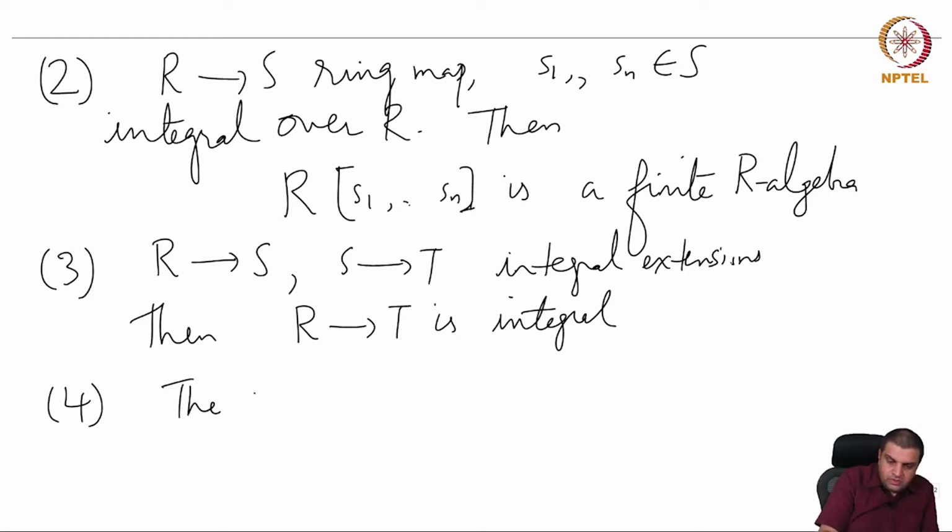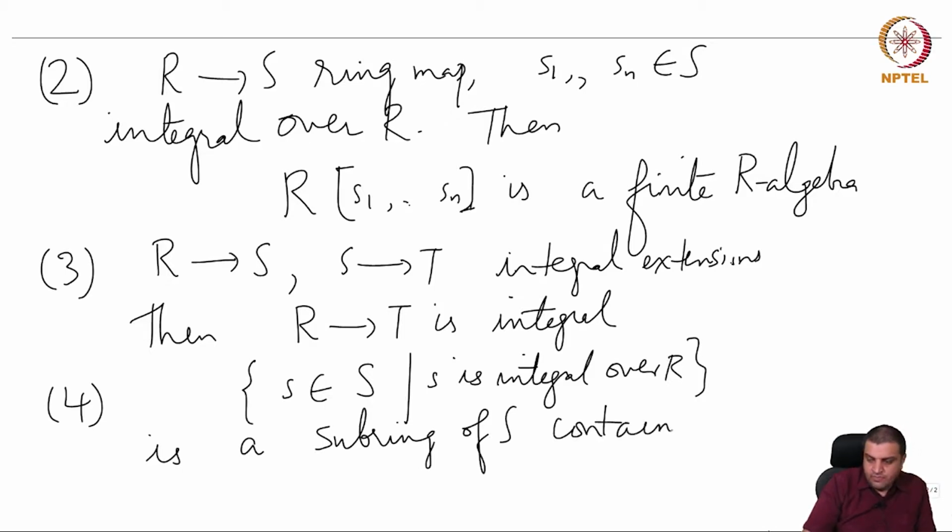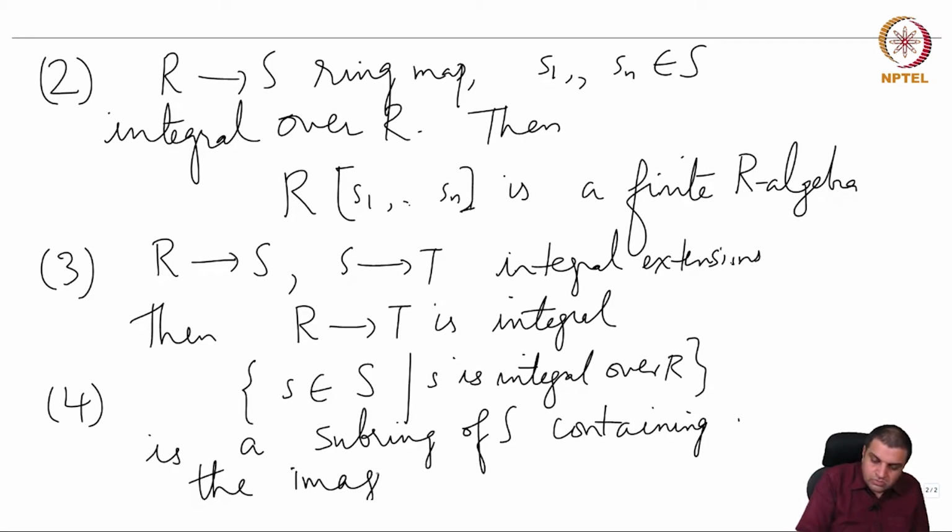And 4, the set of s inside S such that s is integral over R is a subring of S containing the image of R. In other words, it's an R subalgebra of S.